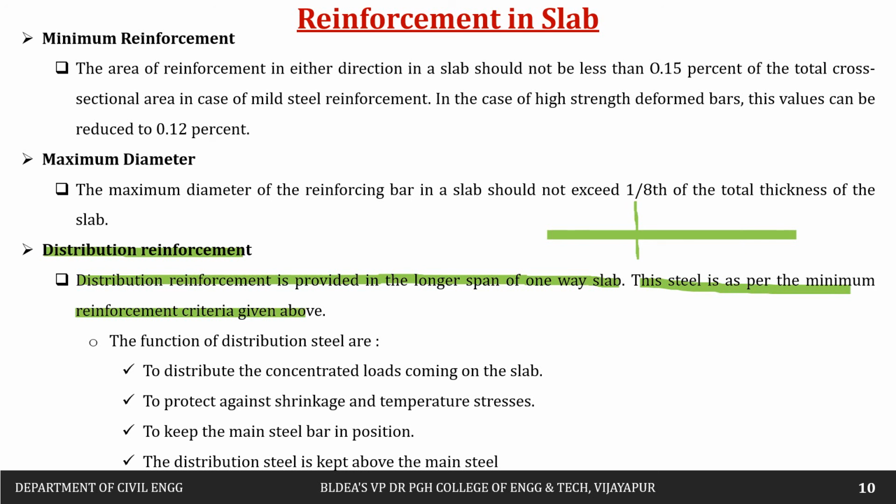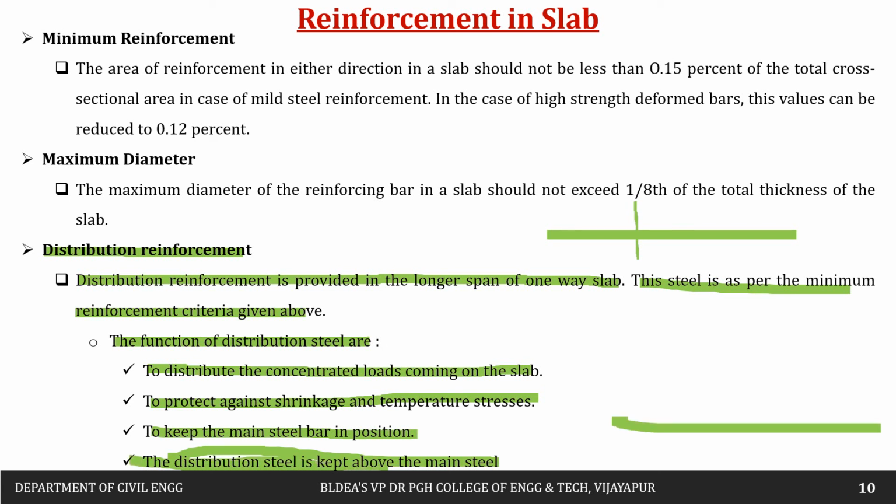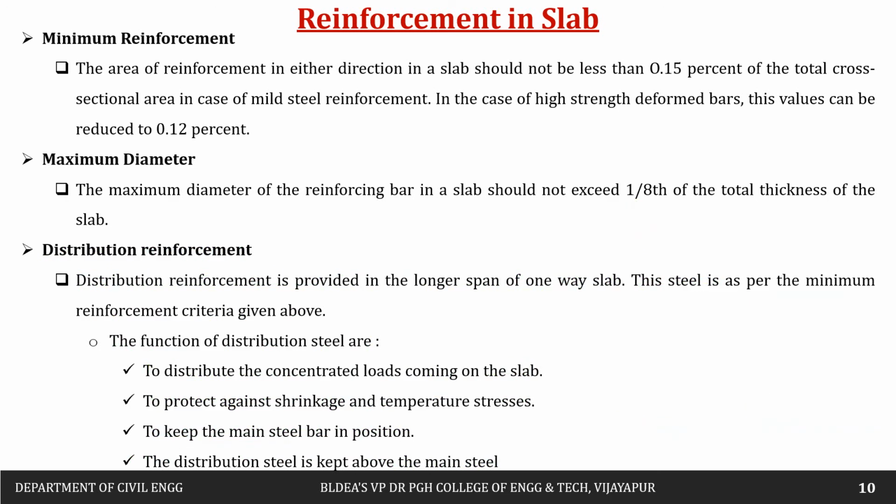What is the function of providing this distribution steel? It distributes the concentrated loads coming on the slab, protects against shrinkage and temperature stresses, and keeps the main steel bars in position. The distribution steel is kept above the main steel. So the main steel has to be placed at the bottom and the distribution steel has to be placed at the top.